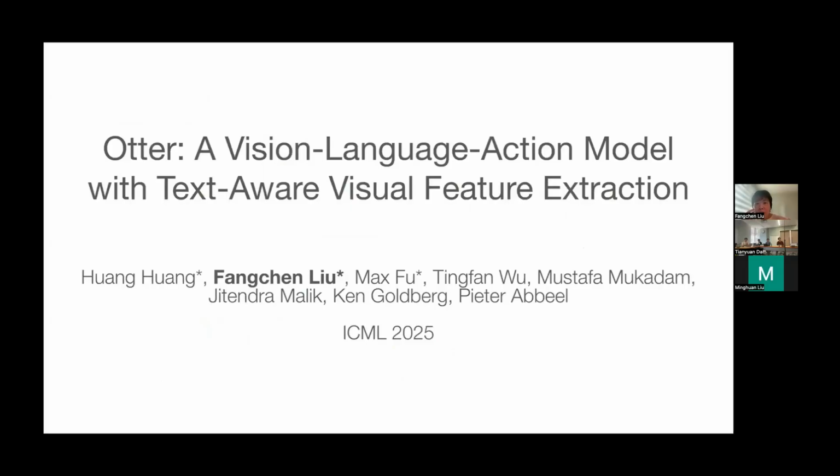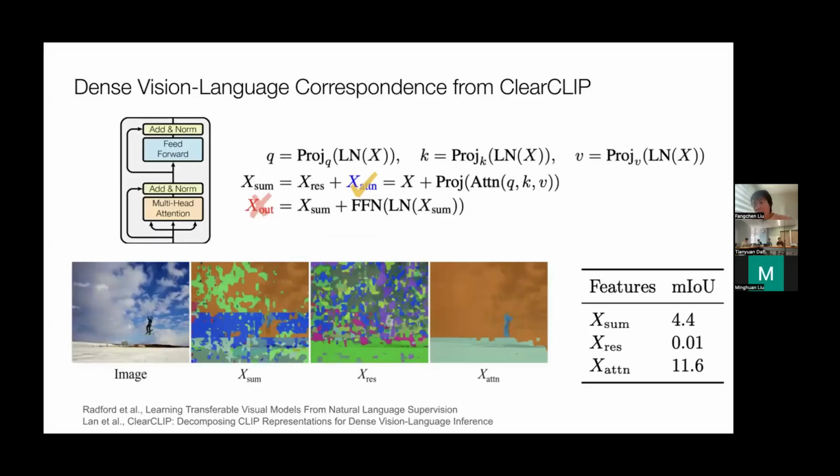So here is this work: VLM needs task aware visual features. This is accepted by ICML 2025. As I introduced before, naively using all the visual representations may be helpful, but it helps just a little bit. So how do we make the best use of the visual features? We were also motivated by this work called Clear Clip. Basically, we all know that CLIP is trained on millions of image text pairs. It should have a very good understanding of image text alignment.